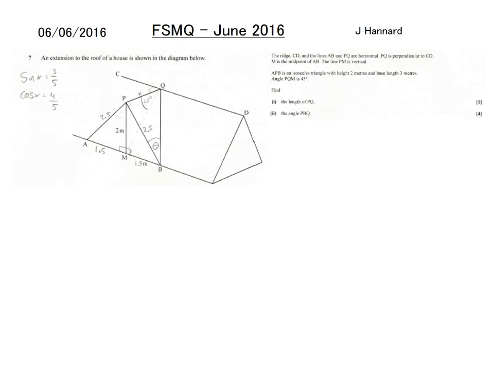Question 7. As you can see, these are my scribblings. This is a horrendous diagram. I couldn't get my head around it. It's an awful diagram. I don't know what OCR were thinking. An extension to the roof of a house is shown in the diagram below, like that. The ridge CD and the lines AB and PQ are horizontal. PQ is perpendicular to CD, M is the midpoint of AB, the line PM is vertical.